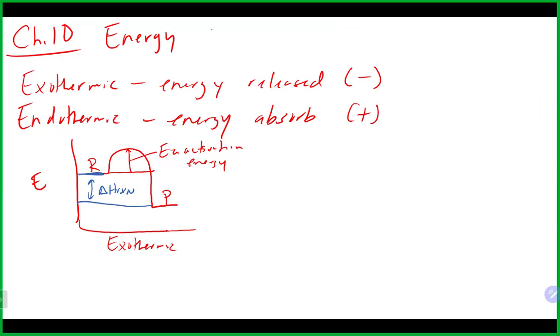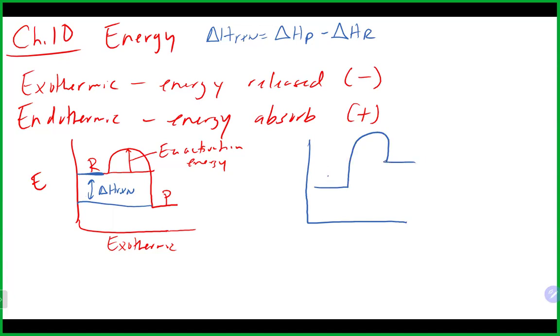As we talked about, one way to calculate delta H of the reaction is the delta H of the products minus the delta H of the reactants. That's your final state minus your initial state. And that's different from when we look at a graph of an endothermic reaction. It looks a little bit like this, maybe, reactants to the products.